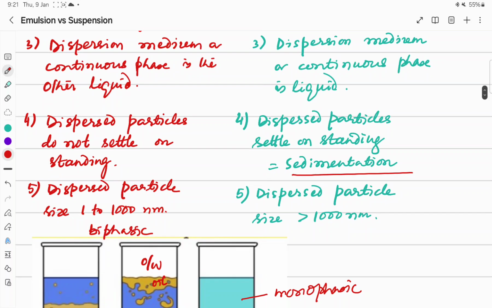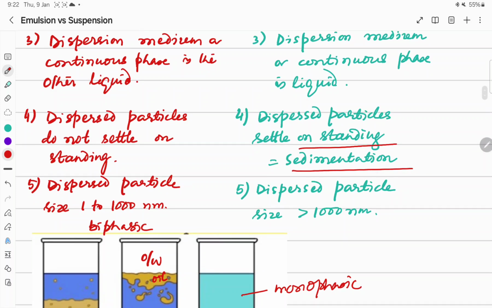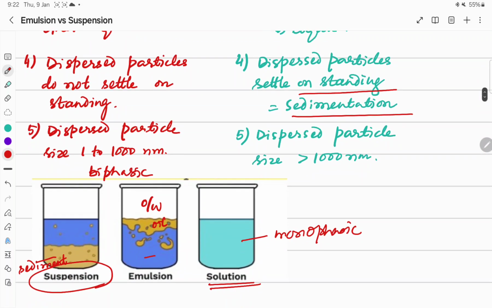Dispersed particles do not settle on standing in case of emulsion, whereas dispersed particles settle on standing and we call it sedimentation, as already discussed. Dispersed particle size is more than 1000 nanometer in case of suspension. In case of emulsion, it is 1 to 1000 nanometer.